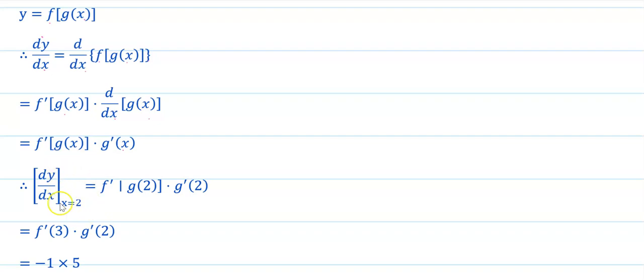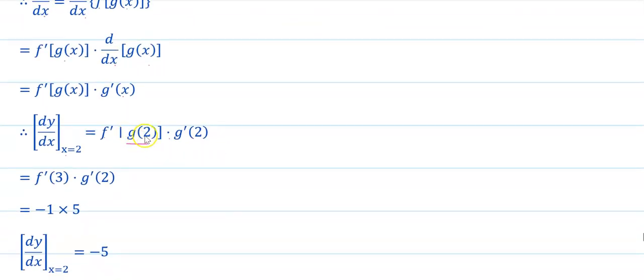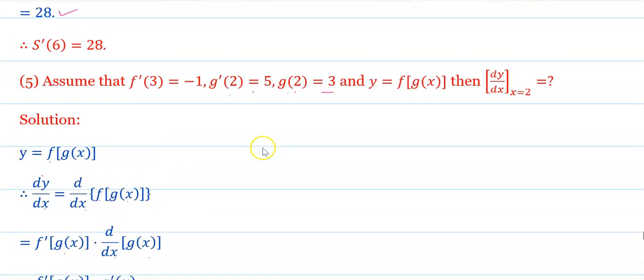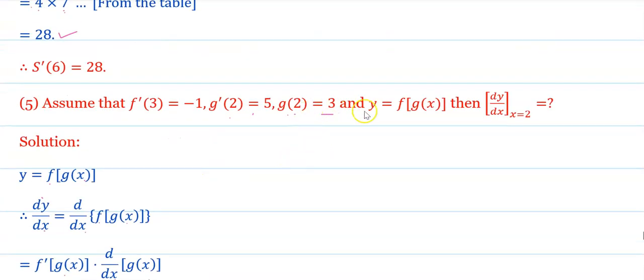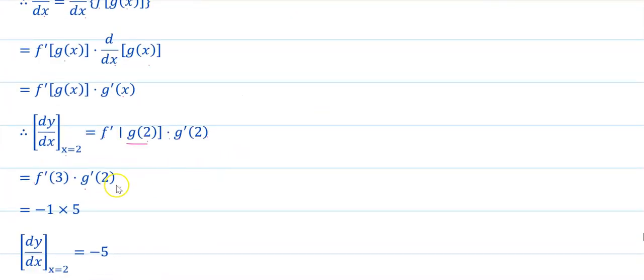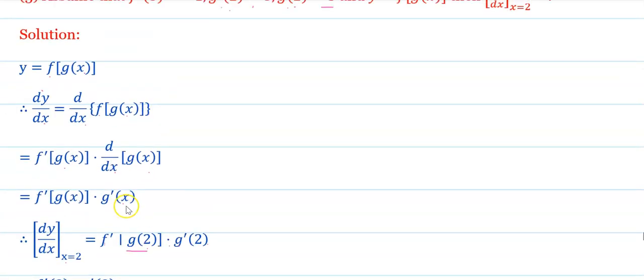Okay. Next, at x equals 2, replace this x by 2: f dash of g of 2 into g dash of 2. So we will substitute the values. What is g of 2? The value of g of 2 has been given to us. It is 3. g of 2 is 3, which means we need to find f dash of 3, and then g dash of 2. Look here, f dash of 3 is minus 1. Therefore it is minus 1, and g dash of 2 is 5. Minus 1 into 5, you will get minus 5. And hence it is the answer. You can see it again.